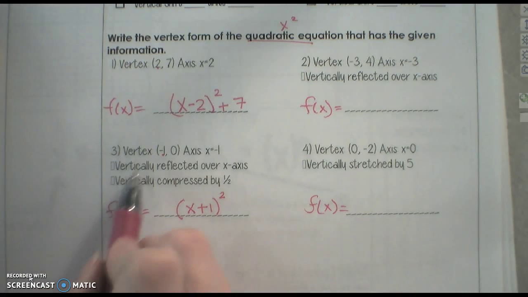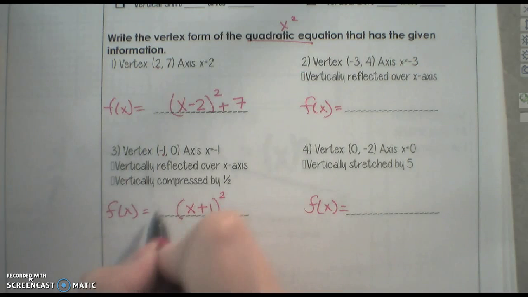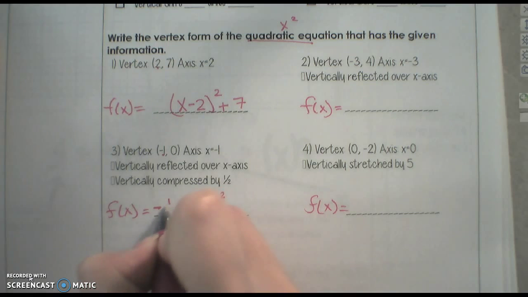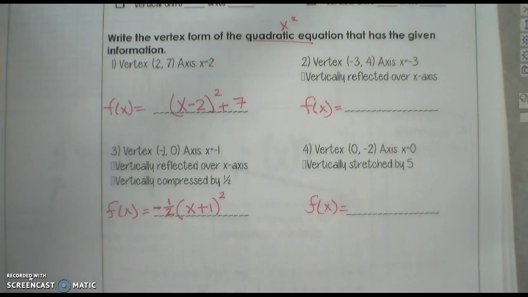So now we go to our transformations. Reflective means I need a negative out front. And then compressed by a fraction of 1/2, that means that 1/2 should be out front with that negative, but behind the negative. So go ahead and try 2 and 4 on your own and check when you're ready.